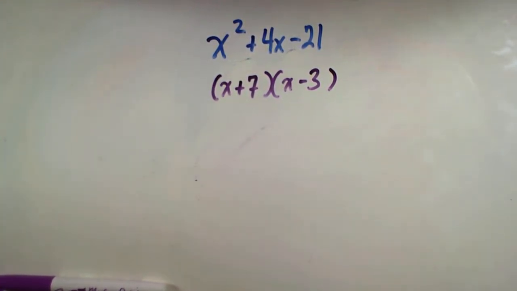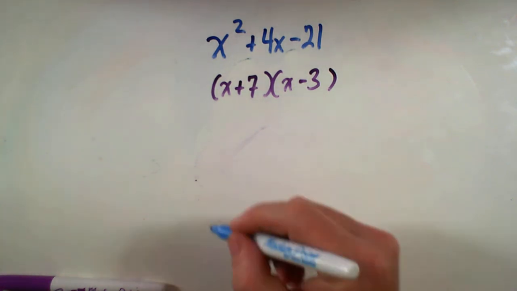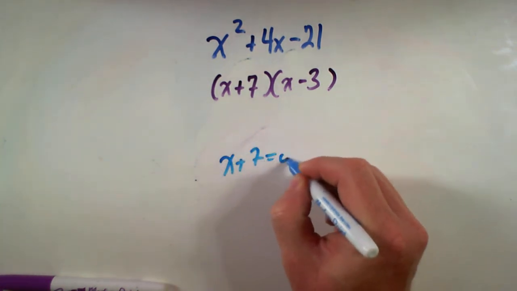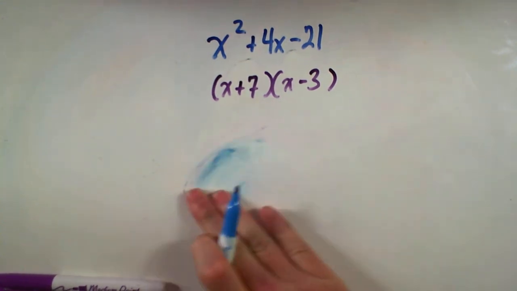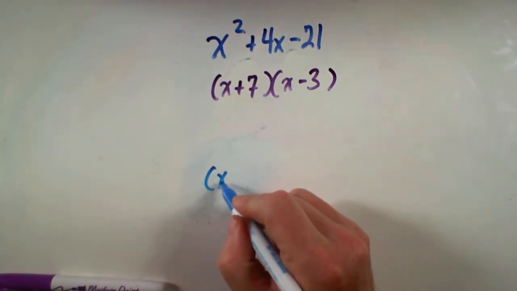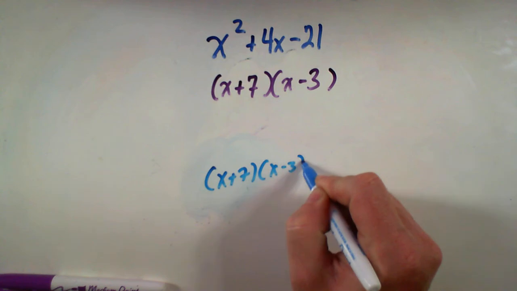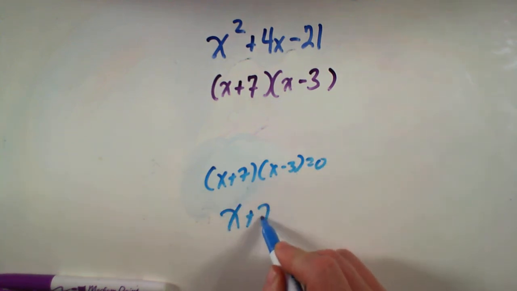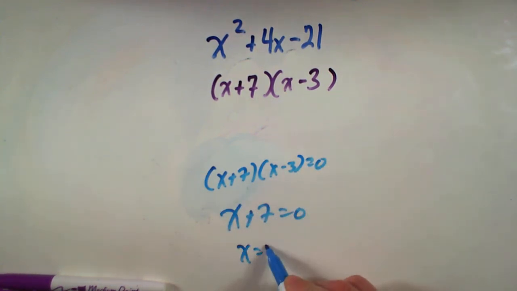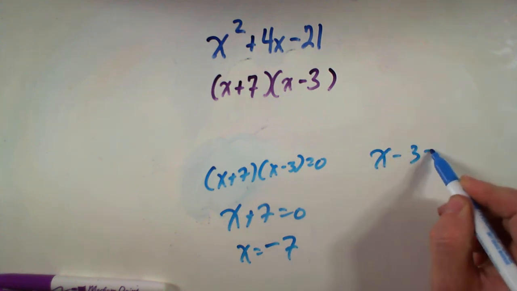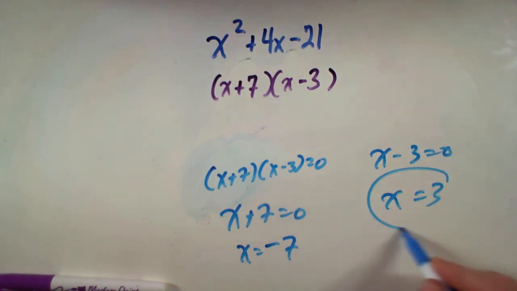We get to this point, and now we've got (x + 7)(x − 3) = 0. We take each thing and set it equal to 0. x + 7 = 0, so x is negative 7. x − 3 = 0, so x equals positive 3.